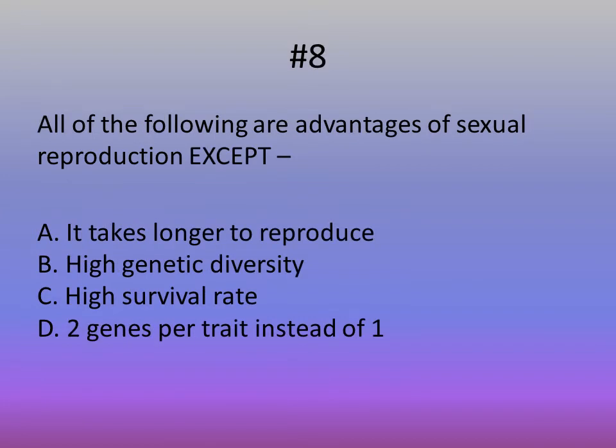Number 8. All of the following are advantages of sexual reproduction except: A. It takes longer to reproduce. B. High genetic diversity. C. High survival rate. D. 2 genes per trait instead of 1.